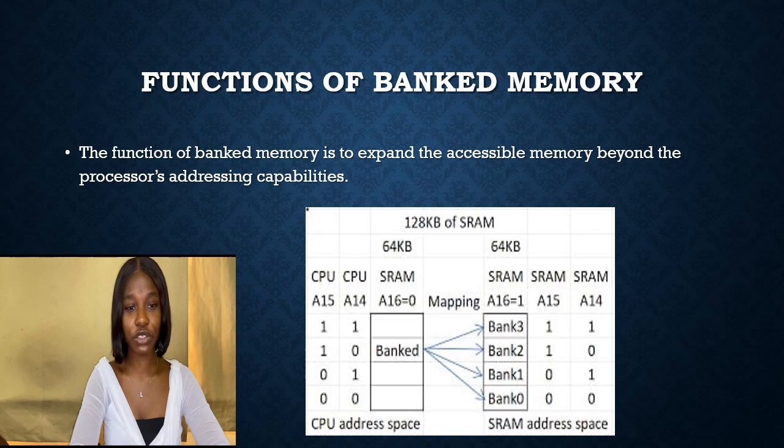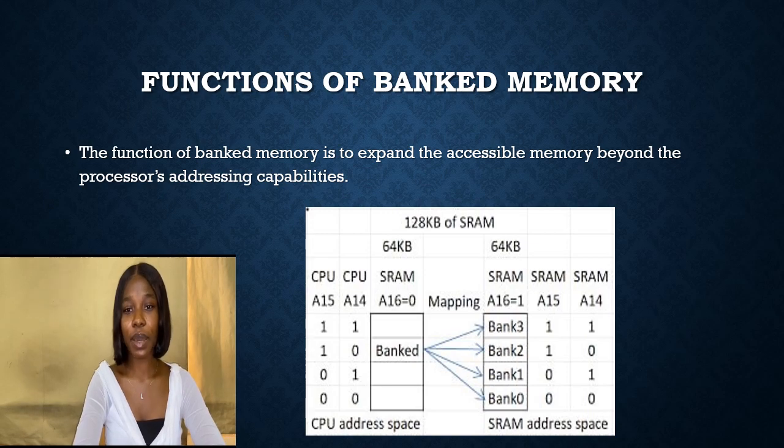Now on to the functions of bank memory. The primary function of bank memory is to expand the accessible memory beyond the processor's addressing capabilities. It goes about this by allowing the processor to switch between memory banks. Computers could effectively access different portions of memory.